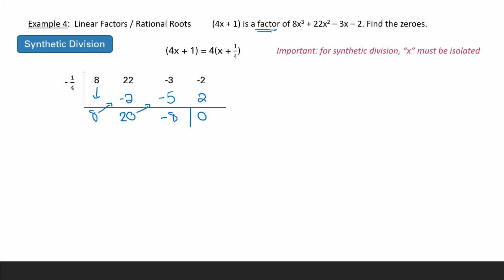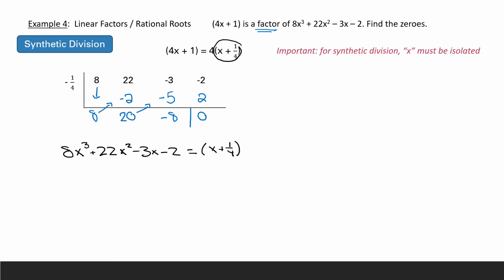So what have we got for our answer? Well, the question said find the zeros. What have we got? The original question was 8x cubed plus 22x squared minus 3x minus 2. That was our original polynomial, and that's equal to, so I'm going to take this, I divided by this part here, this linear factor 1/4.